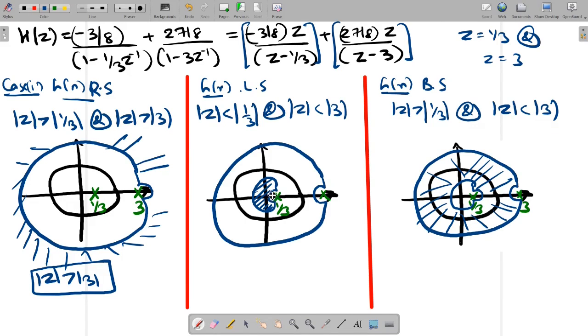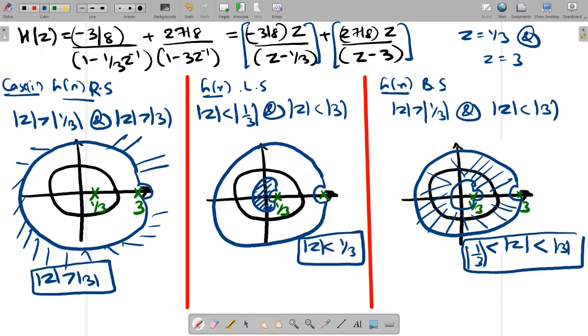Alright. So what is the final case over here? ROC case, mod z is less than 1 by 3. And over here, mod z is more than 1 by 3 and less than 3. Okay. Let us check the causality and stability for this. Is this causal? What is the condition for causality? The condition is that ROC should be outside the rightmost pole. So what is the rightmost pole over here? This one. So ROC is outside the rightmost pole, right? So it is causal.